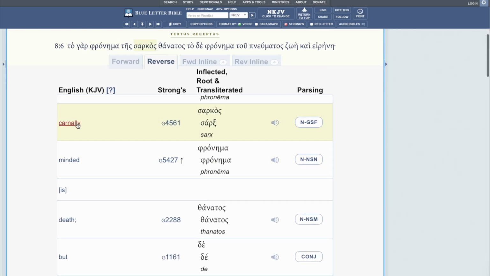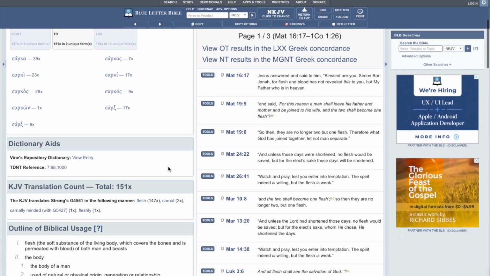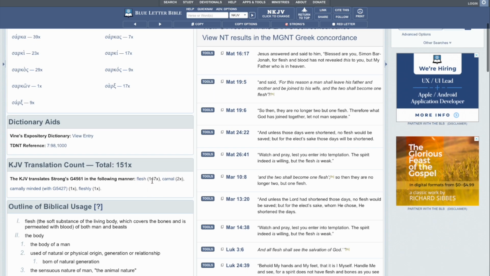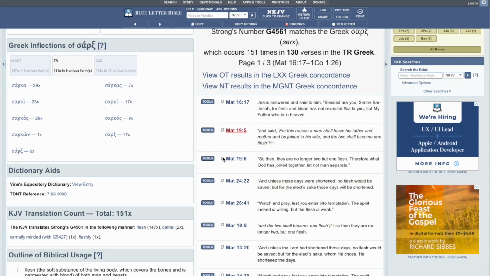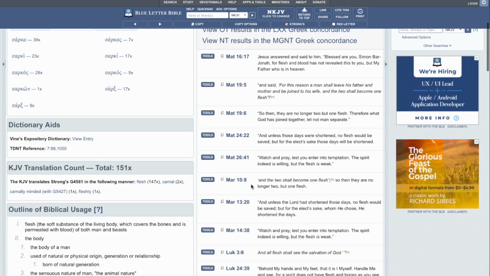All right, so sarx, translated as carnally. It's translated as flesh 147 times. The same word sarx is carnal 2 times. Carnally minded is if it's with another Greek word, and fleshly 1 time. And those are all laid out right here. So you can see it'll tell you every time that it's used. See, it's used here 151 times in 130 verses, and they're all laid out here.